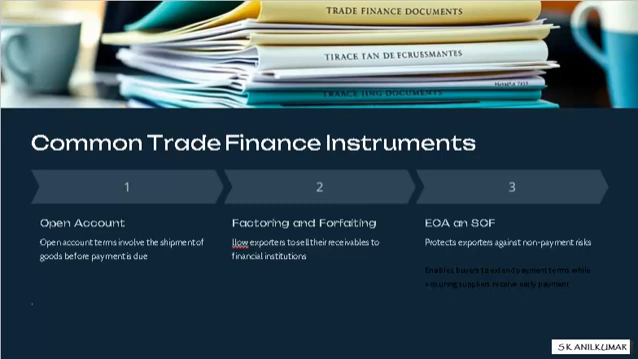Factoring and forfeiting. These allow the exporters or the sellers to sell their receivables post shipment to a financial institution. This improves their cash flow, this reduces the credit risk, this improves their balance sheet ratios. Here, the factor or a forfeiter takes on the responsibility to collect the proceeds from the buyer. Most of the time, the sale of the receivables is without recourse, except for fraud. Export credit insurance protects the exporters against a non-payment risk due to political or sometimes even commercial risk.